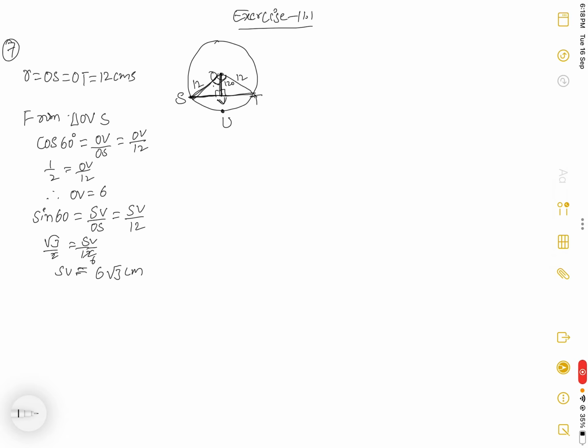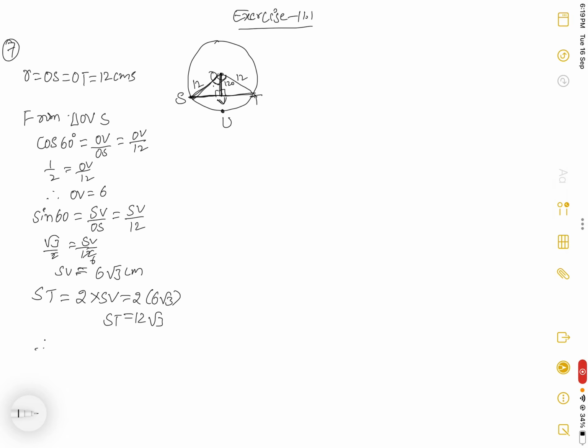Therefore, ST equals twice of SV. That means 2 into 6√3. We get 12√3. ST value is 12√3.